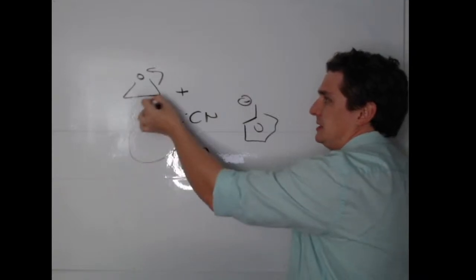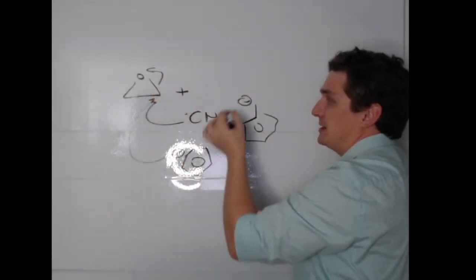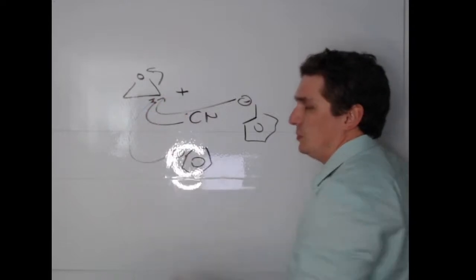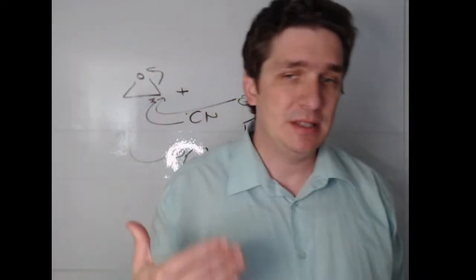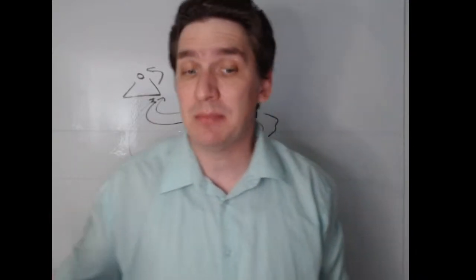So for the phenyl, we're getting an attack from the carbon on the ring. If we were asked to do benzyl, we would have the carbon on a toluene doing it. But it's the same idea. You've got nucleophilic attack on an epoxide.